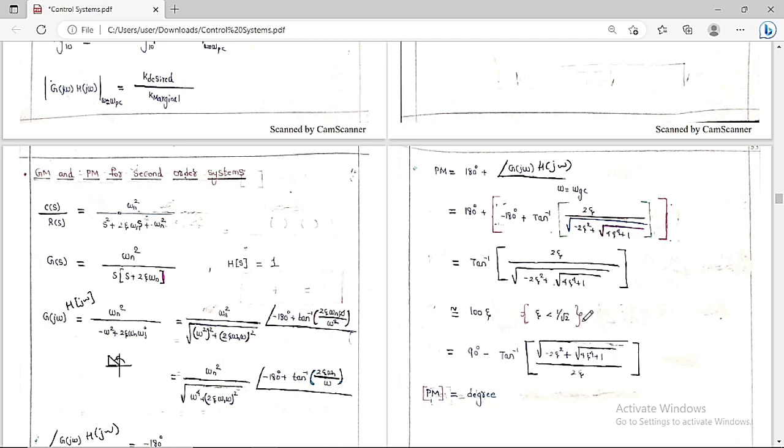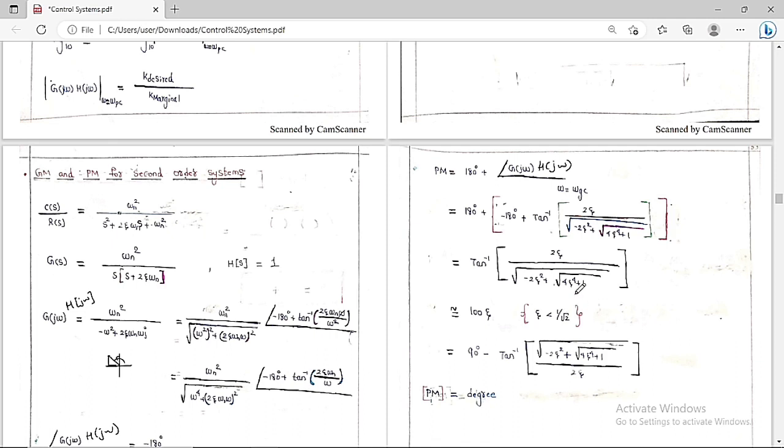So this one you always have to keep in mind. This is the actual expression, but the approximate expression is nearly equal to 100 into zeta for zeta less than 1 by root 2. So this approximation is going to hold only for zeta less than 1 by root 2.